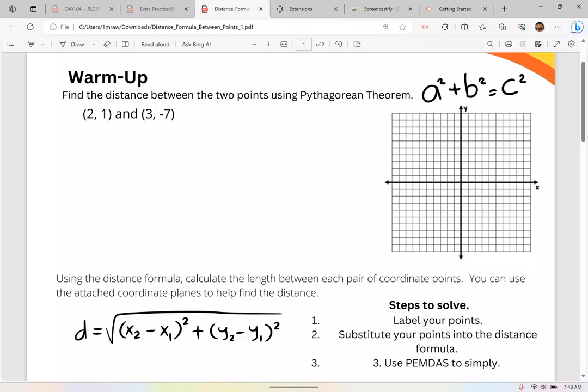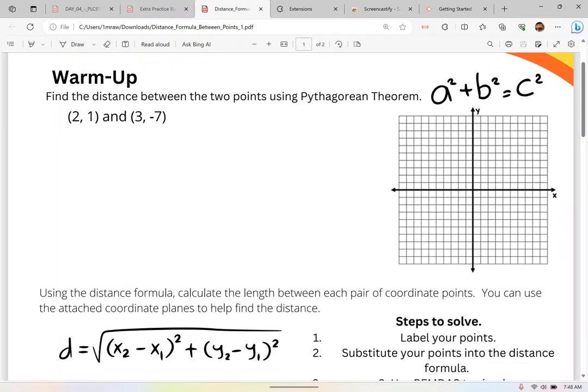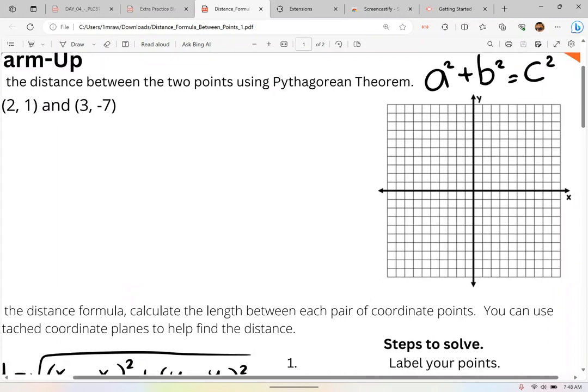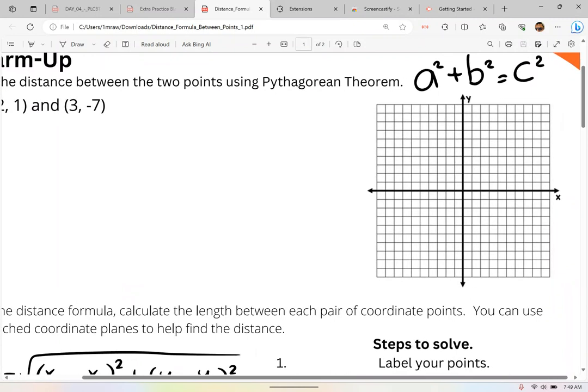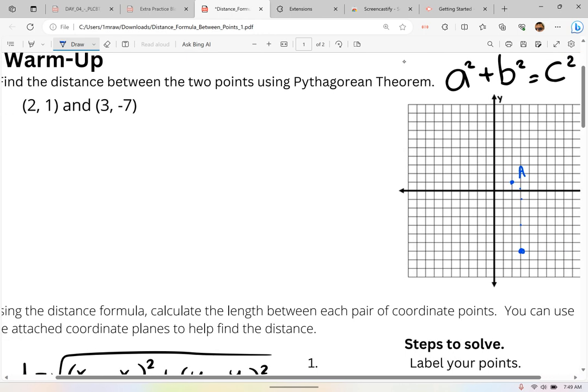All right, so today we're going to be talking about the distance formula. Yesterday we talked about the Pythagorean theorem, so we're going to try this out using the Pythagorean theorem. We have the points at 2 comma positive 1. Let's call that our first point, A. And then our second point B would be at 3 comma negative 7. And we'll call that B.